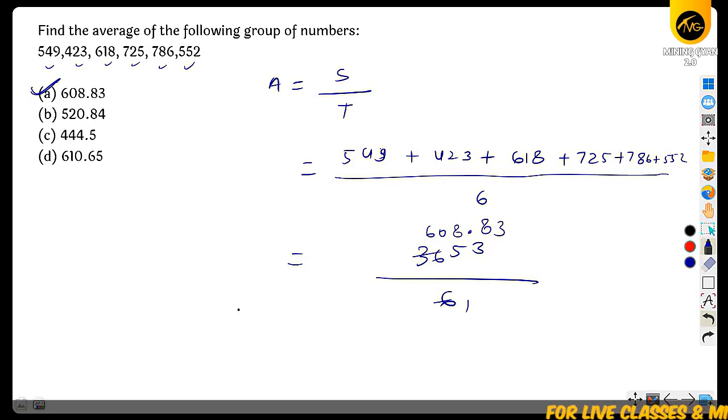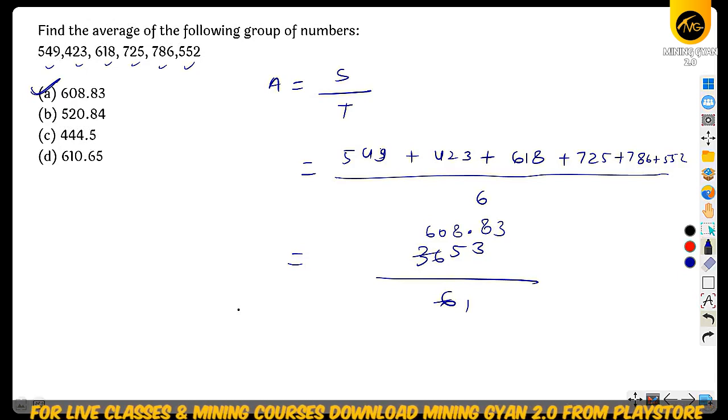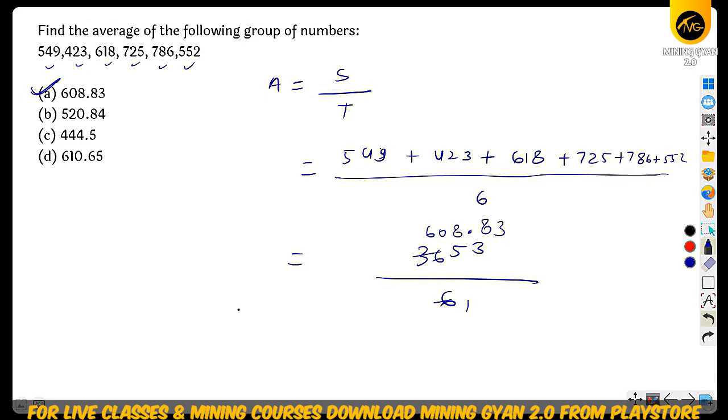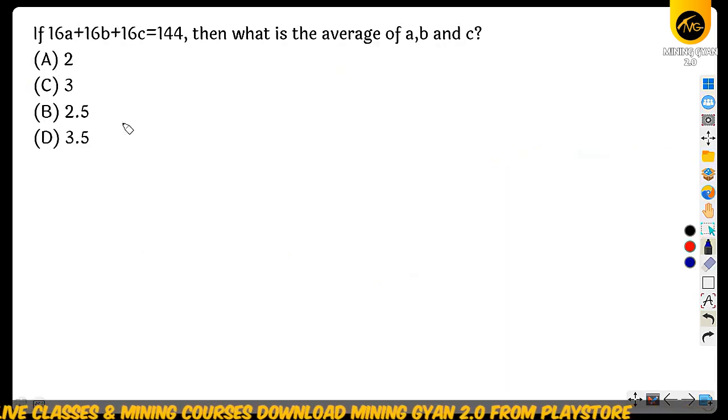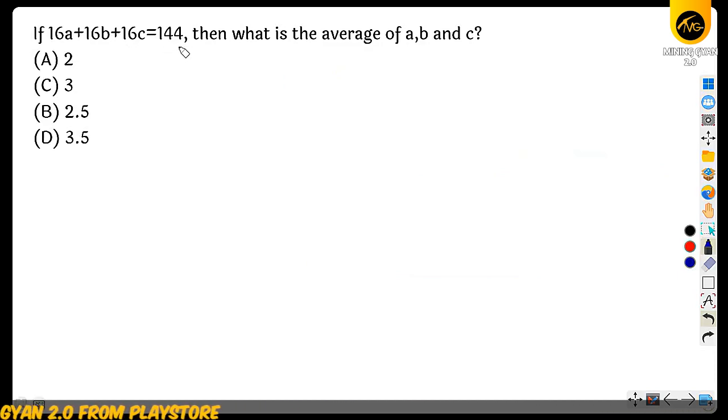So basically in this topic a lot of calculation is used. If your calculation is strong, then you will easily get the answer to any problem related to average. Now the second one: if 16a plus 16b plus 16c is equal to 144, then what is the average of A, B, and C? The options available are 2, 3, 2.5, and 3.5.